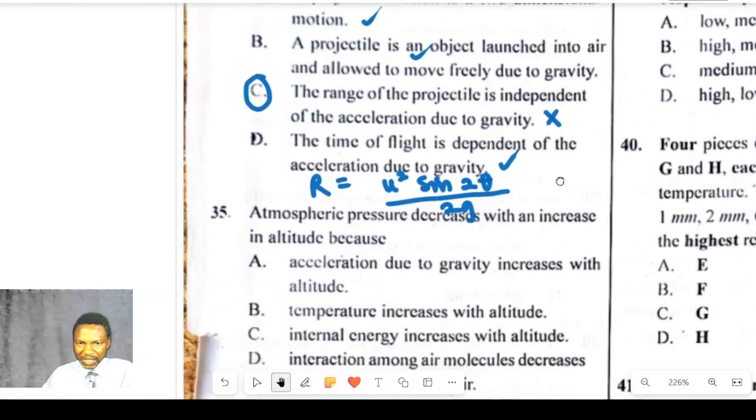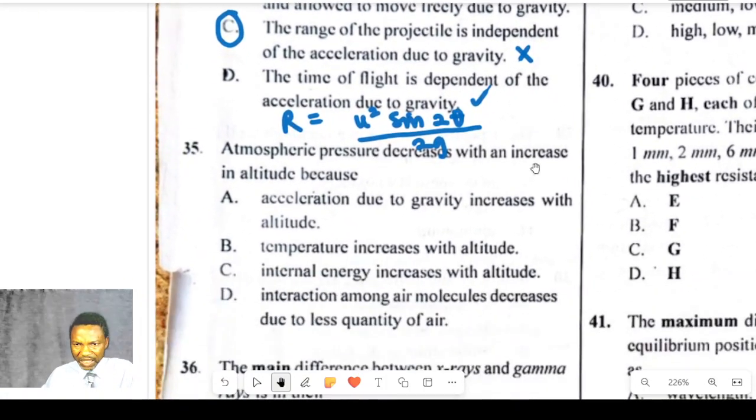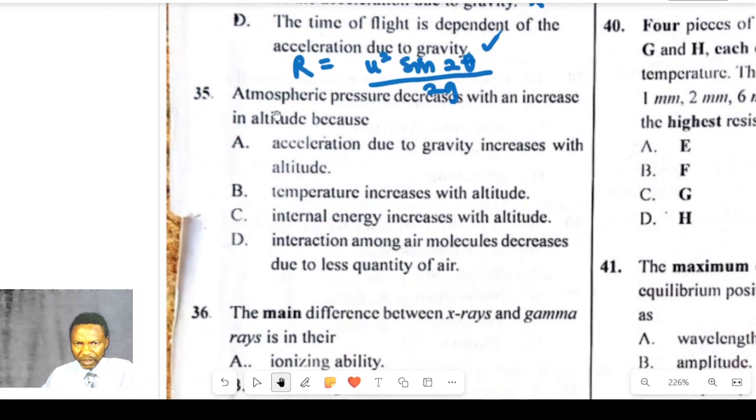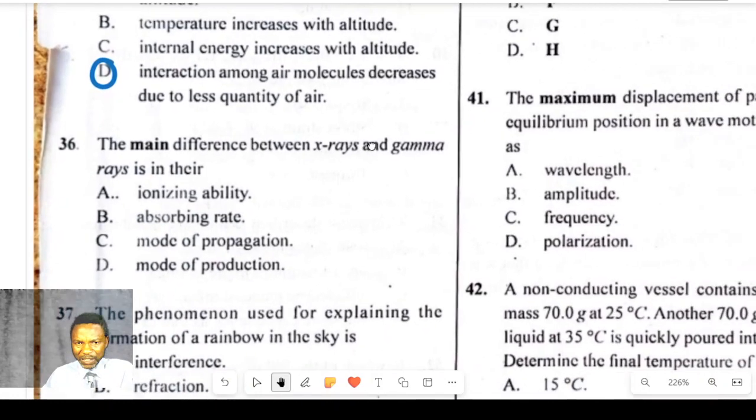Okay, let's see question 35. Atmospheric pressure decreases with an increase in altitude because the number of molecules decreases as you go into the air. Interaction among air molecules decreases due to less quantity of air. The answer is D. There are some questions that are just free giveaway questions.